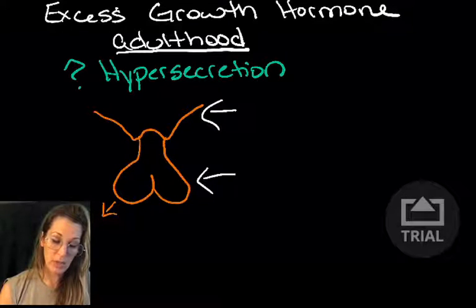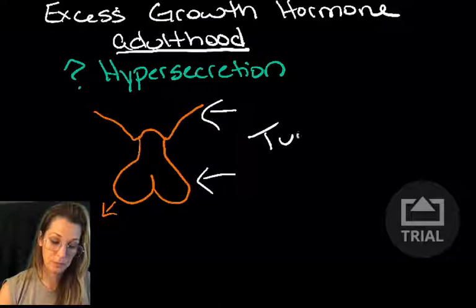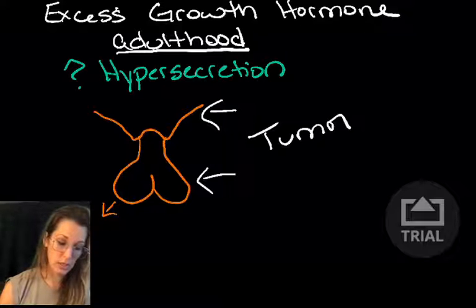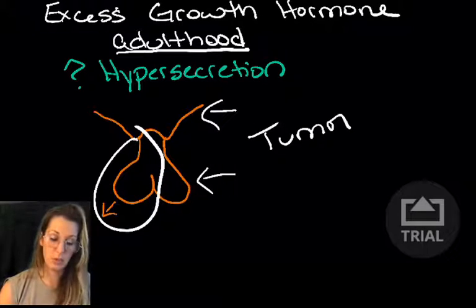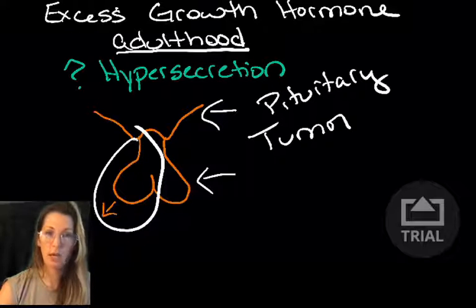What usually is happening in the case of acromegaly is that there's a tumor. There's usually a tumor, and usually a pituitary tumor. Okay, so that's acromegaly.